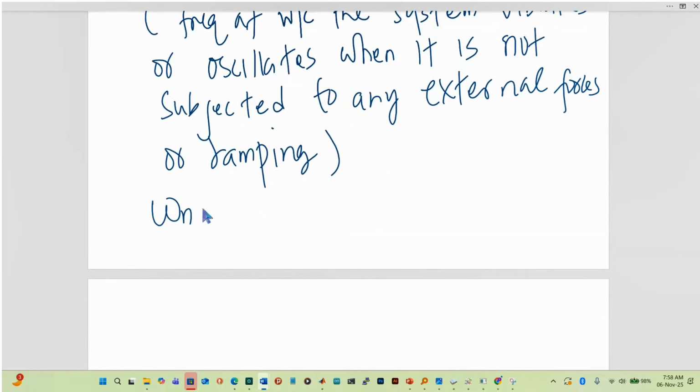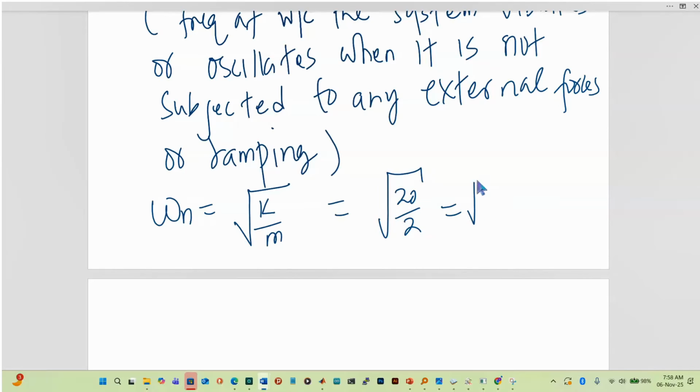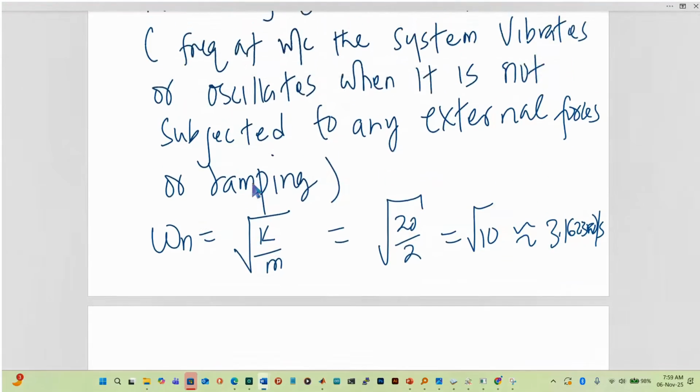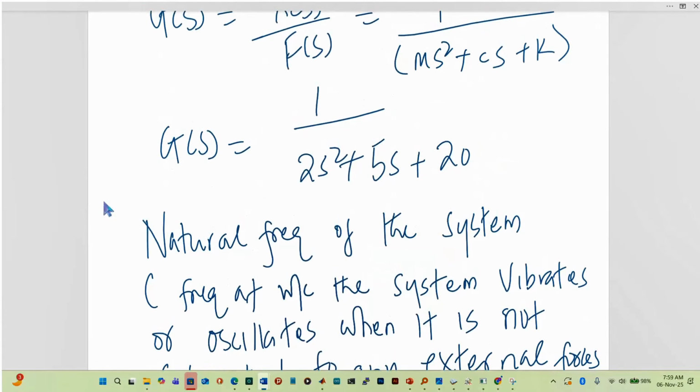So this is how we determine it. It is omega n, and omega n is given by the square root of k out of m. So this is the square root of 20 out of 2, which is the square root of 10, approximately equal to 3.1623 radians per second. So that is our natural frequency, because those are the modal quantities.